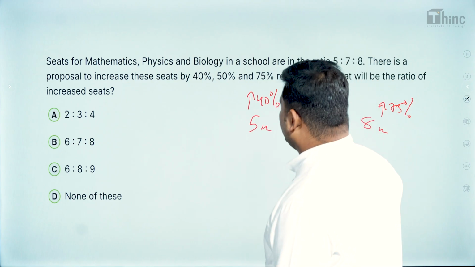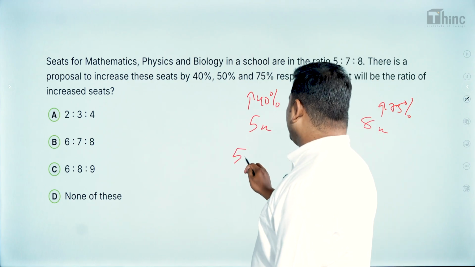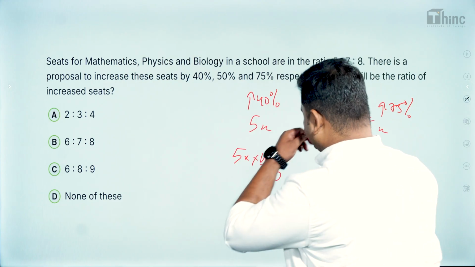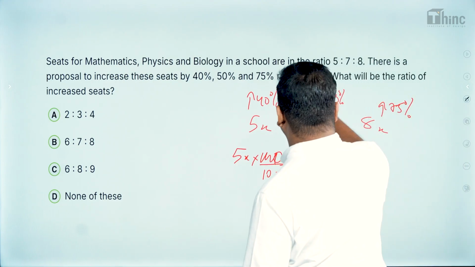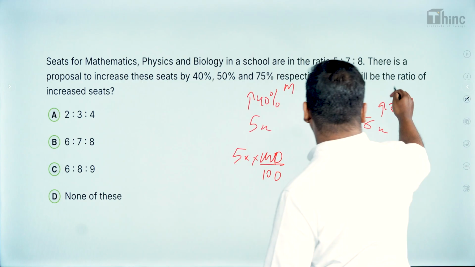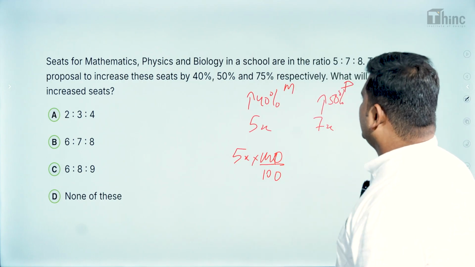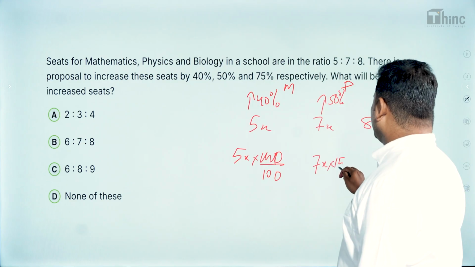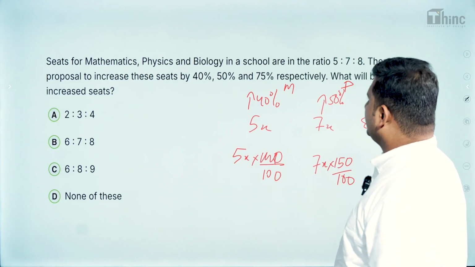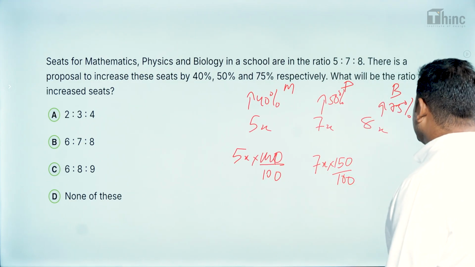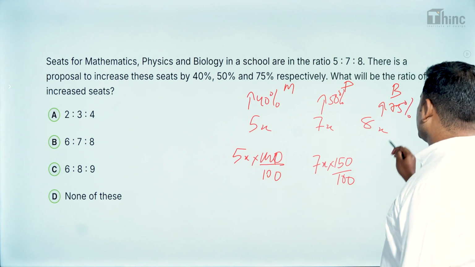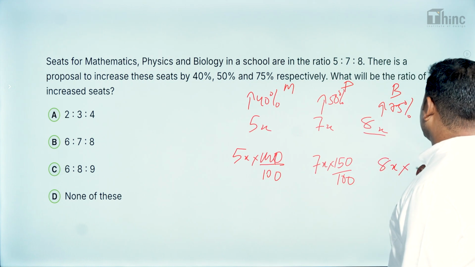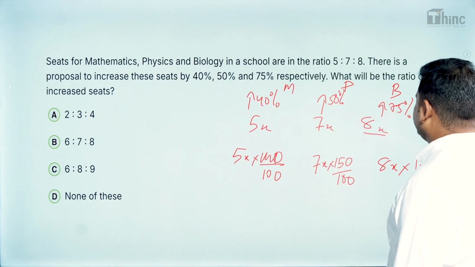So the seat in maths will increase by 40%. So it will be 5x into 140 by 100. So this is about maths, this is about physics and this is about biology. And the seats for physics is increasing by 50%. So it is 7x into 150 by 100. And what about biology? It is increasing by 75%. So the seats for biology is written as 8x, increasing by 75%. It is 8x into 175 by 100.